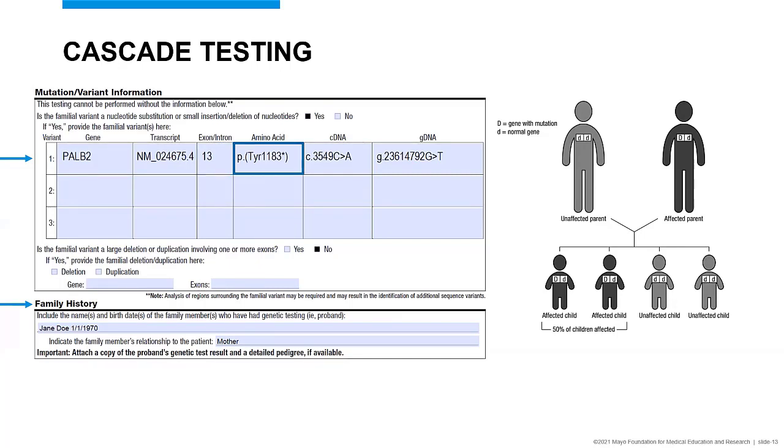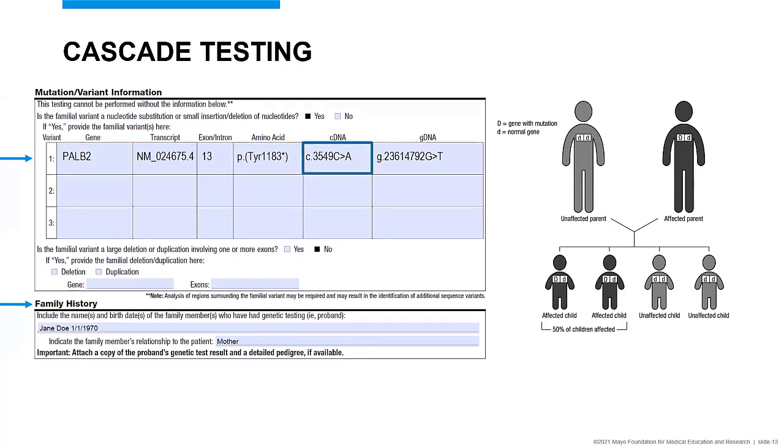The amino acid will start with a P and a period, followed by some letters, the original amino acid, some numbers, the amino acid position, and more letters, what the amino acid is changed into. For this case, it is p.Tyr1183Ter, or at amino acid residue 1183, the tyrosine is changed into a termination codon.